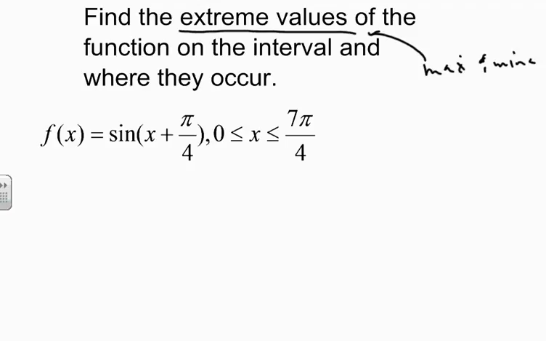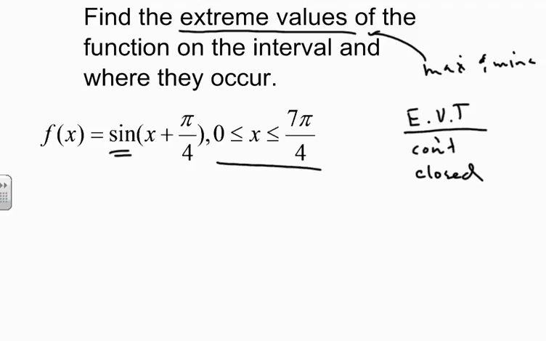Now, in order to find these max and mins, we want to try to identify whether we can use the extreme value theorem, because that makes it very easy. The extreme value theorem can only be used if we have a continuous function on a closed interval. What we have is a continuous function, because sine is continuous, and we have a closed interval from 0 to 7 pi over 4. Okay, that's cool. So we can use the extreme value theorem.